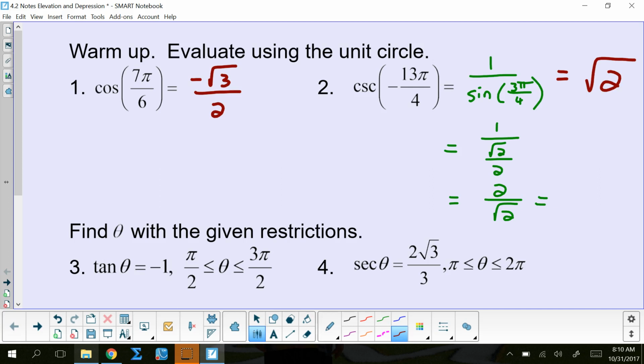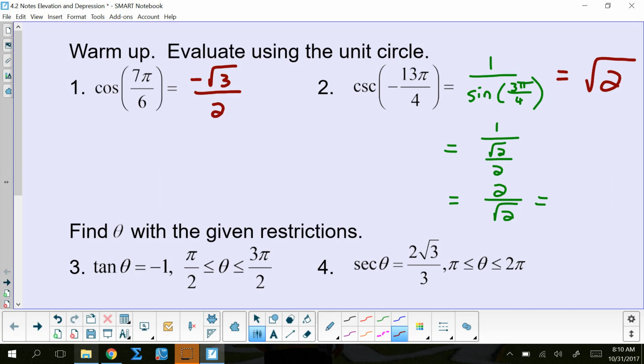Yes, ma'am? How do I get 3 pi over 4? Okay, so 2 pi gets me all the way around the circle, right? So I could either count backwards 13 over 4 pi, or 13 pi over 4, okay? Or I could add 8 pi over 4, because 8 pi over 4 is 2 pi, right?